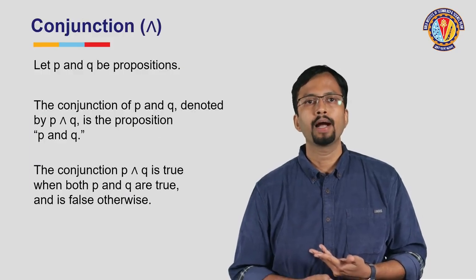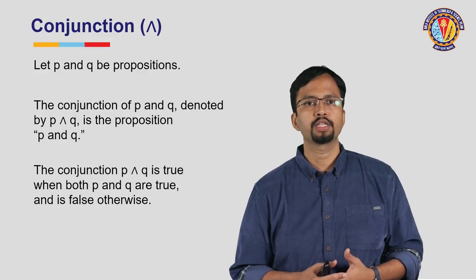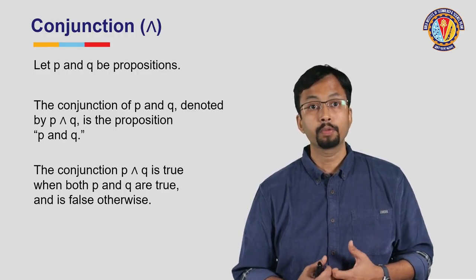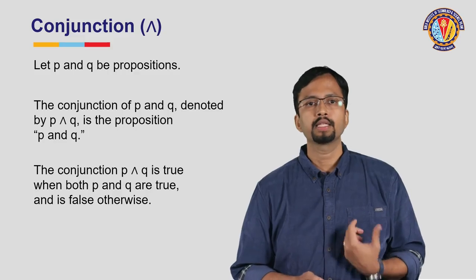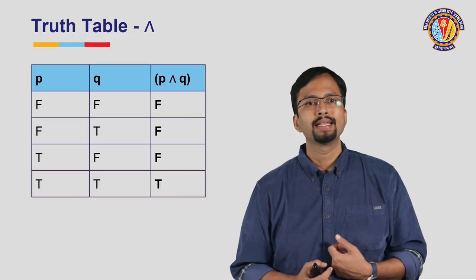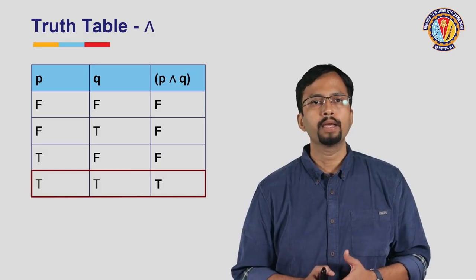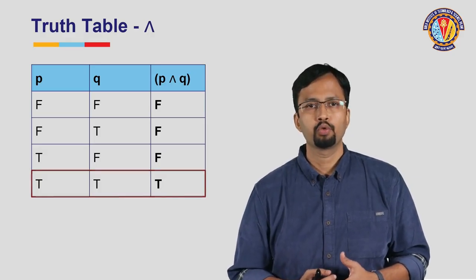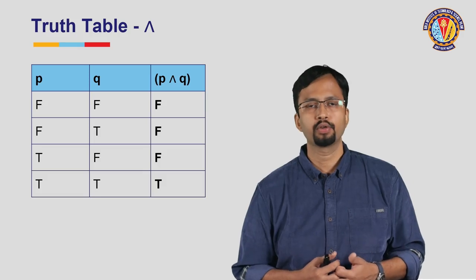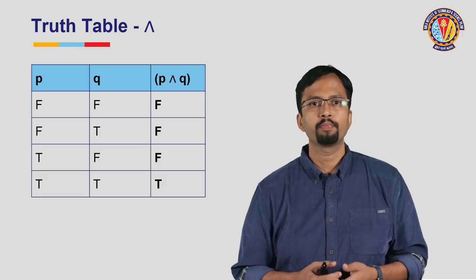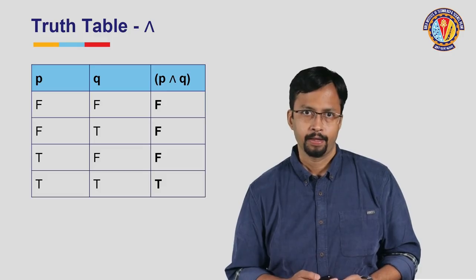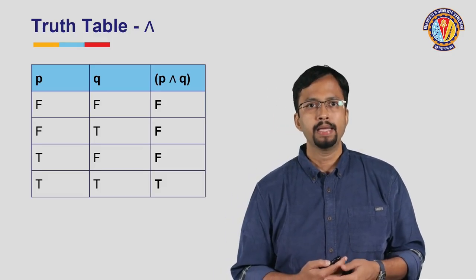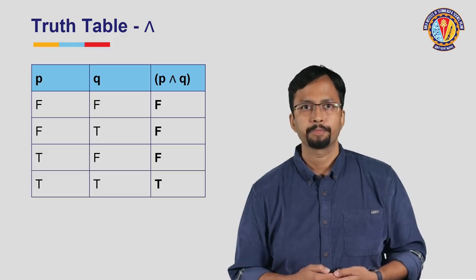Right. And if you go back to the definition of what a conjunction is, the conjunction of P and Q is true when both P and Q are true and is false otherwise. So in the truth table, the last row, which is the case when both P and Q are true, you write out the value of P and Q to be true, and for the rest of the rows you write out the value of P and Q to be false. Right. So this is how you construct the truth table of P and Q, which is a compound proposition.